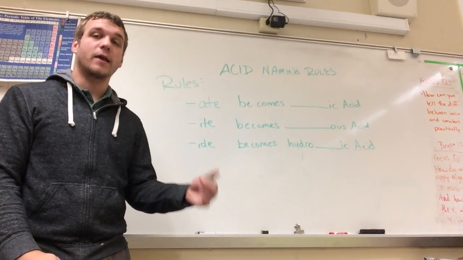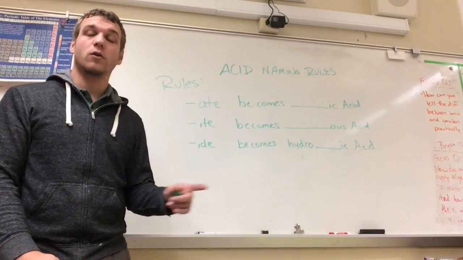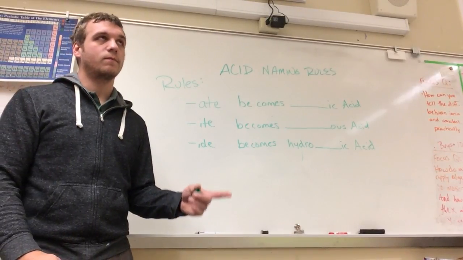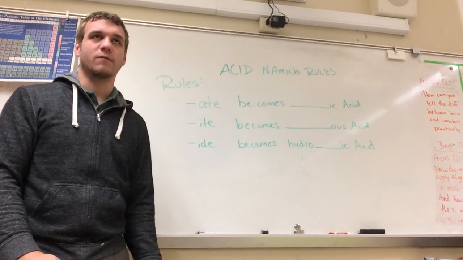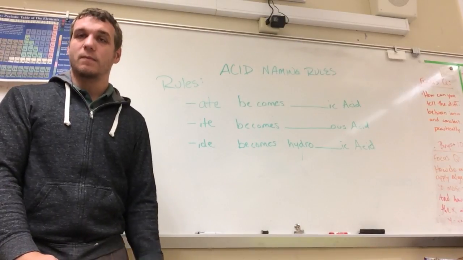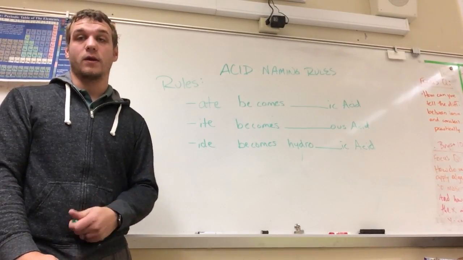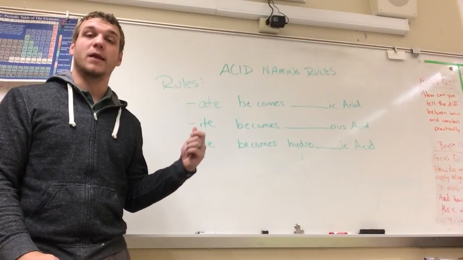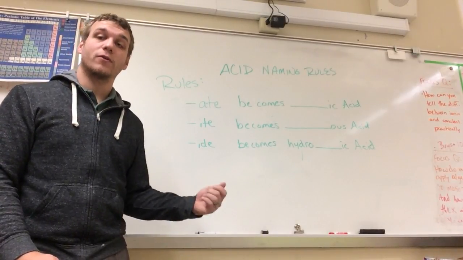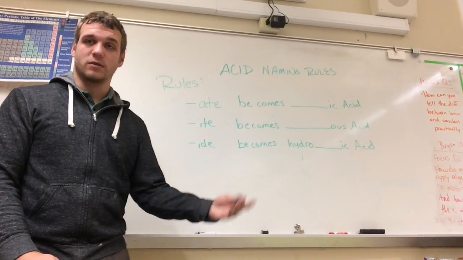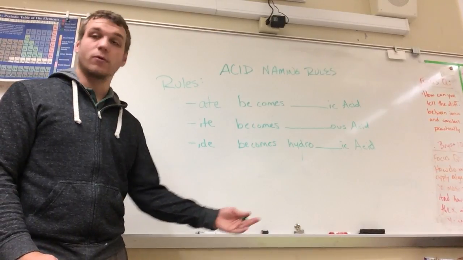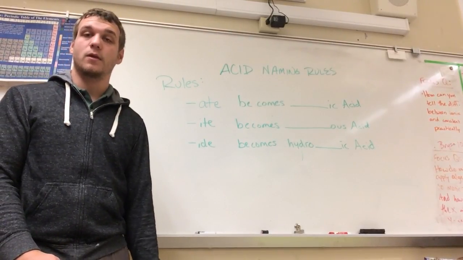So if you think about anything that is an ite, you have sulfite, chlorite, phosphite, but you don't have to remember phosphite. You don't really have a lot of ites. But anytime you have an ite at the end, that is going to become blankous acid. So sulfurous acid, or sulfous acid as you might call it, phosphorous acid, anything like that.